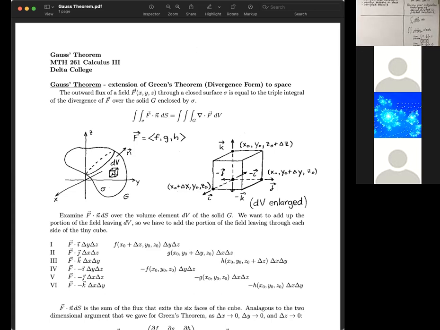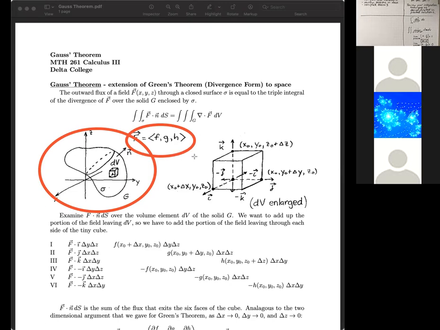So let's pretend that you have in your hand a potato. Here's a potato right here. And you want to examine, this is in the presence of a field F right here, how much field is entering or leaving that potato, or the net amount of field entering or leaving that potato. Well, we know the calculus way. We know the way of calculus.